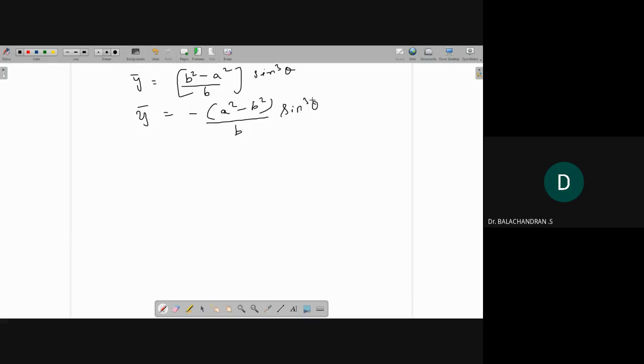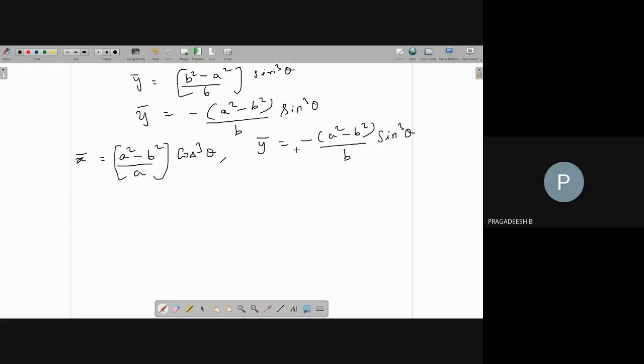Okay, so now what is x bar? X bar equal to a square minus b square divided by a into cos cube theta, and y bar equal to minus a square minus b square divided by b into sin cube theta. Now how to eliminate theta from this? So if you know, you can tell.